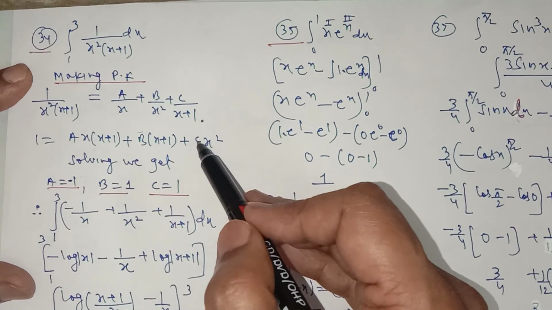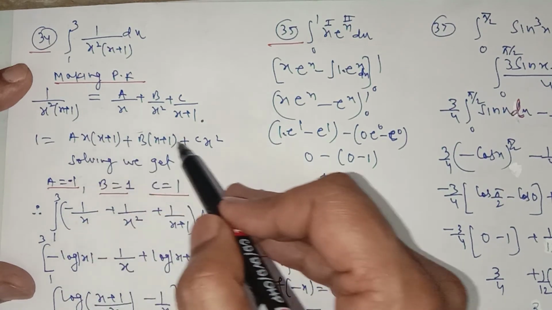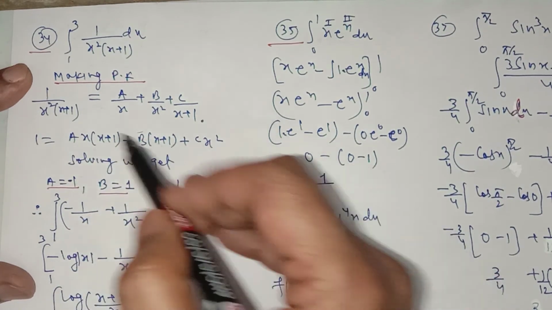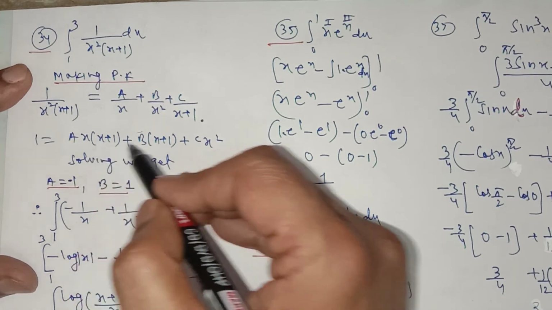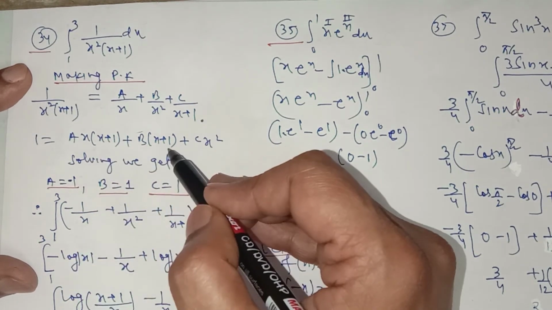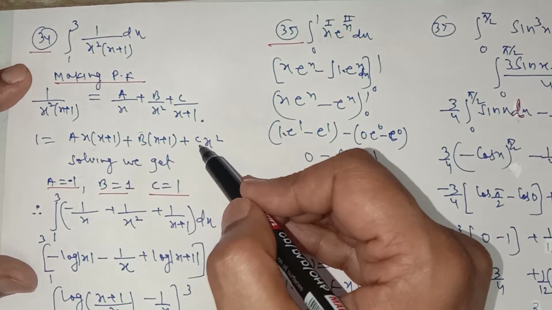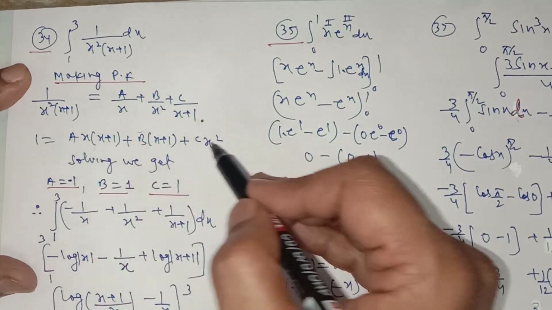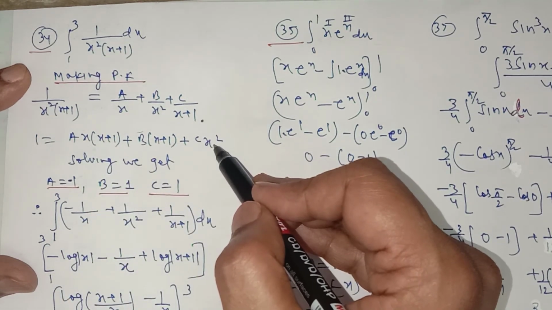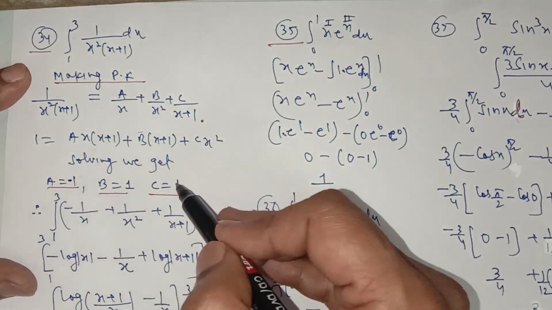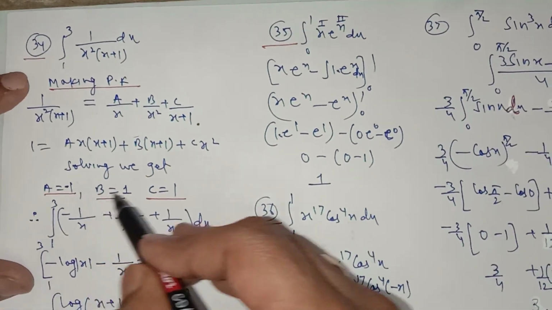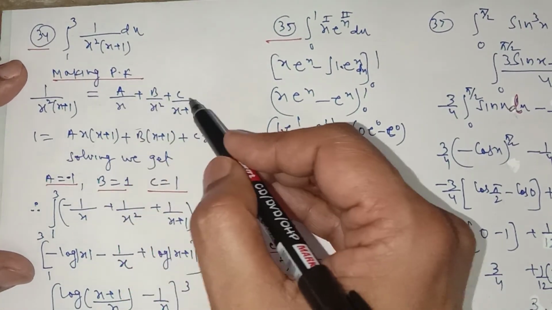You are getting this, and separating the like terms, multiplying, open the bracket, collect the terms containing x square, the terms containing x, and collect the constant terms. Equating the coefficients of the like terms with the left hand side, you will get the values of A, B, C, which come out to be -1, 1 and 1, like this.